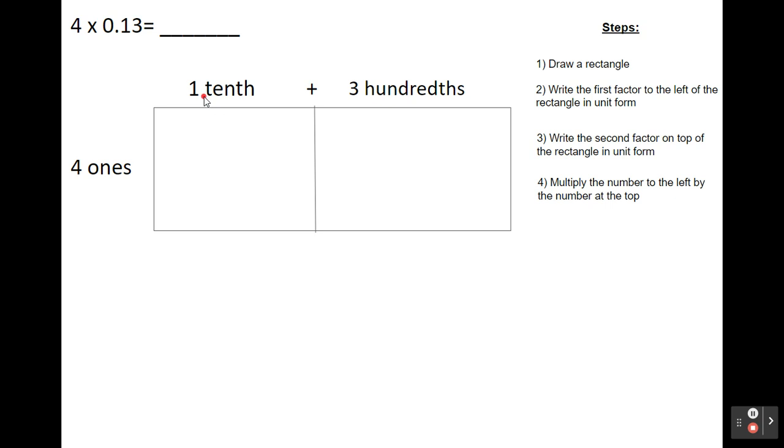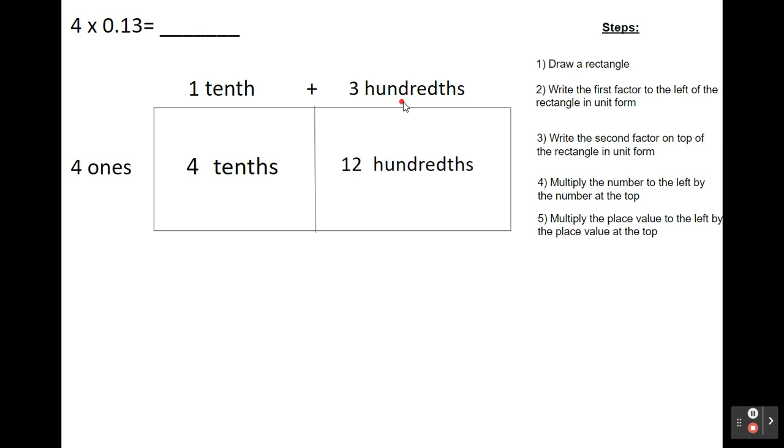We're going to multiply the numbers 4, because that's what's to the left, times 1, since that's what's on top. 4 times 1 is 4. Now let's multiply the place values. Ones times tenths is tenths. We're going to do the same steps to find the product that's going in the second rectangle here. We're going to multiply the 4, all the way to the left, times 3, all the way to the top. So 4 times 3 is 12. Now let's multiply the place values. Ones times hundredths is hundredths. So we have 12/100ths.